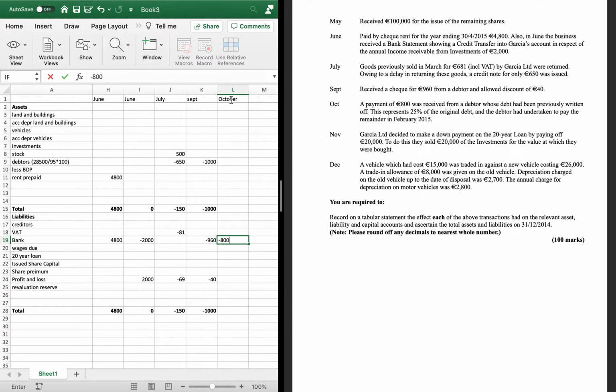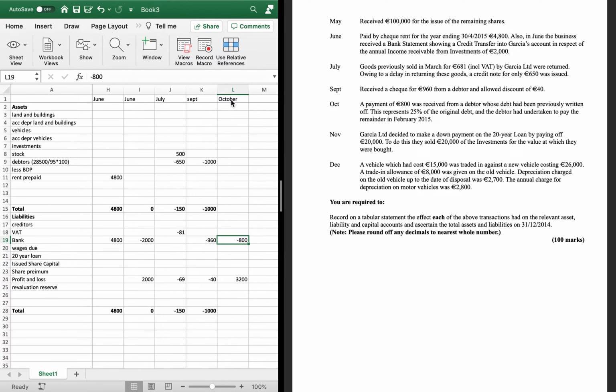This represents 25% of the original debt, and the debtor has undertaken to pay the remainder in February. So the rest of the debt, the 75%, is going to increase debtors, and the full amount, of course, is bad debt recovered. So 800 divided by 25 multiplied by 100. Bad debt recovered is 3,200.